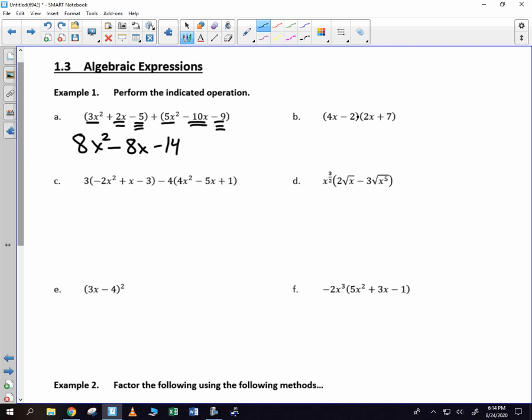Here you multiply because it says perform the indicated operation. The operation is to multiply. 4x times 2x is 8x squared. 4x times 7 is 28x. Negative 2 times 2x is negative 4x, and negative 2 times 7 is negative 14. Combine them together, 8x squared plus 24x minus 14.